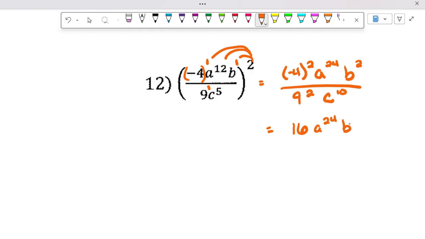Now, there's nothing to simplify with the variables, so we just leave them as is. What's 9 squared? 81. And then that'll be C to the 10th. Now, I'm pretty sure 16 and 81 don't simplify further, so we're going to leave it like that.